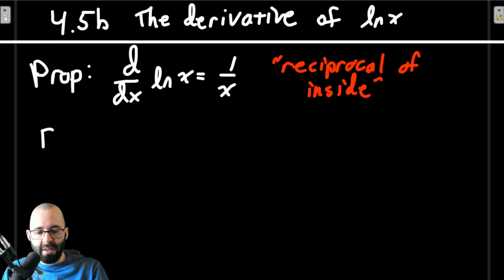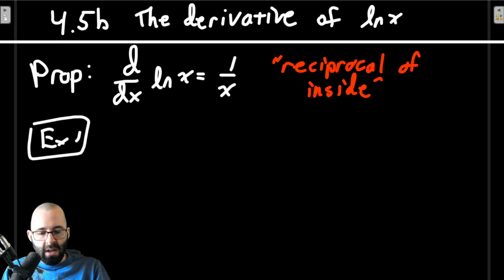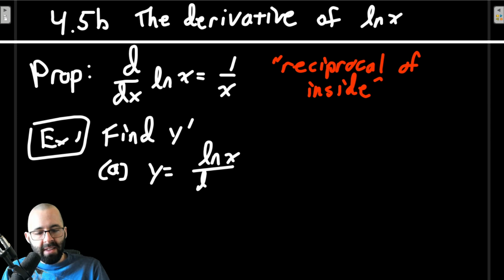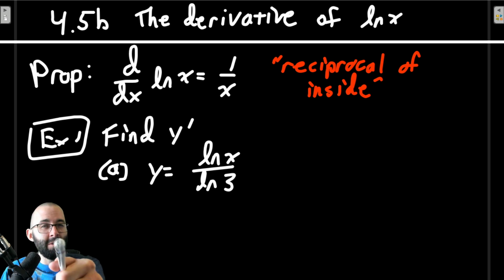Here we go. Example 1. Find y prime. Part A, y is just going to be the natural log of x divided by the natural log of 3. Don't be fooled. I'm trying to fool you here, but I don't want you to fall for it. I want you to pass the test. We don't have to use the quotient rule here.